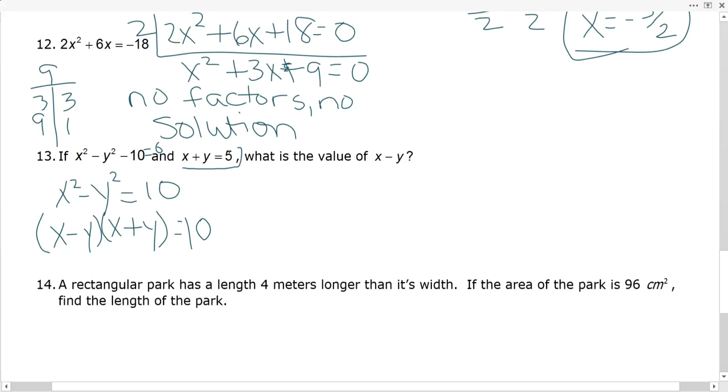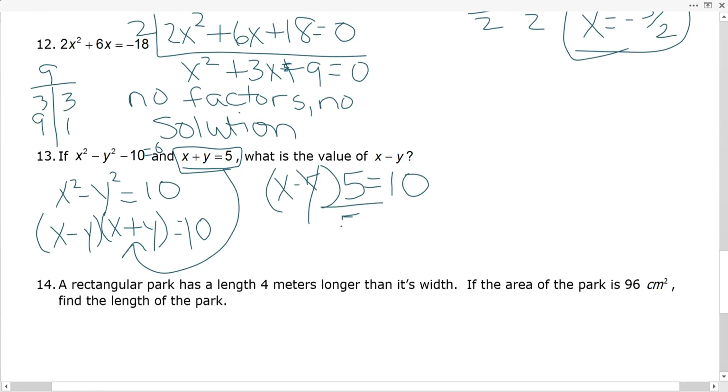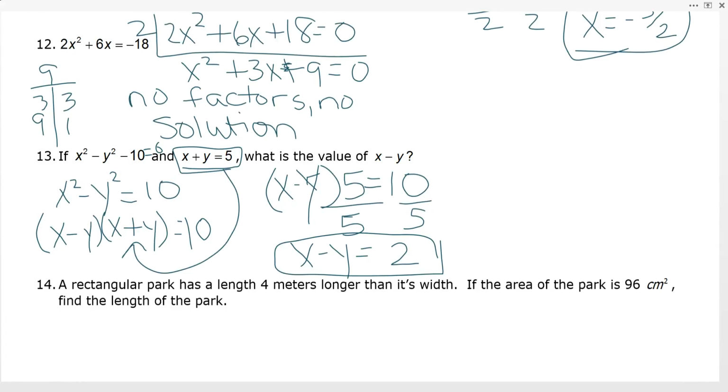And then you look at this and go, ooh, x plus y equals 5. That means I can substitute that in right there. They made it look all hard, but really it's not because there's my x plus y. So I have x minus y times 5 equals 10. And if I divide both sides by 5, I have x minus y equals 2. I was thinking we were going to have to substitute and do all this, figure out x and then y, and we don't, because that was so easy.